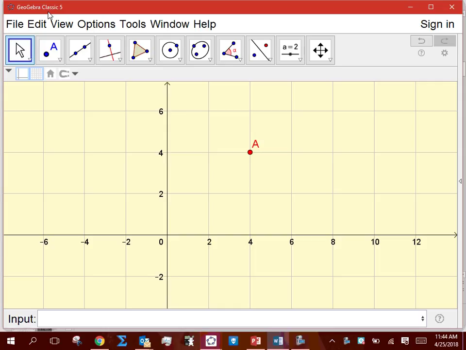I guess the connection is, if I were to ask you, how do you go from 0, 0 to point A? You're probably going to tell me you move to the right 4 units and then up 4 units, correct? You move in horizontal directions and vertical directions. Okay.